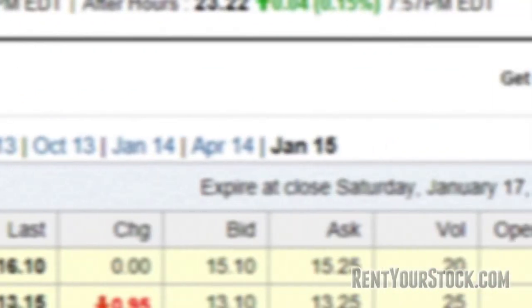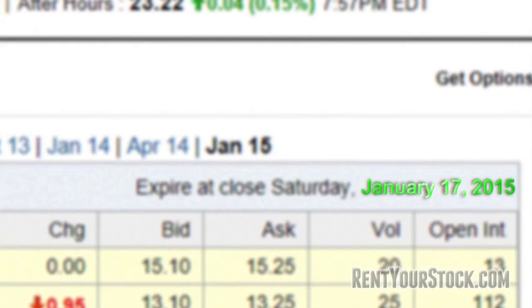Now, if Intel's stock price rises above $25 per share on or before January 17th, 2015, our renter has the option to buy our shares for $25 per share. Why January 17th, 2015? Because that's the expiration date we selected. You can choose from several different expiration dates under the View by Expiration menu bar. Keep in mind that the further out the expiration date, the higher the rental premium you'll be able to collect. Expiration dates also affect how you'll be taxed on your rental income.